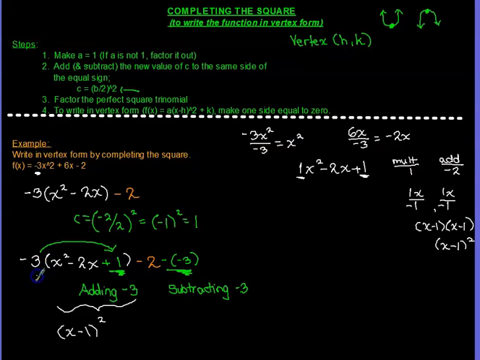I'm going to bring down everything else, the negative 3 that I haven't used, and I'm going to bring down my value here. So negative 2 plus 3, because two negatives make a positive. Negative 2 plus 3 would give me positive 1. So once we're done, we have this in vertex form. I'm going to write the vertex form over here, our final answer: negative 3 times (x minus 1) squared plus 1.